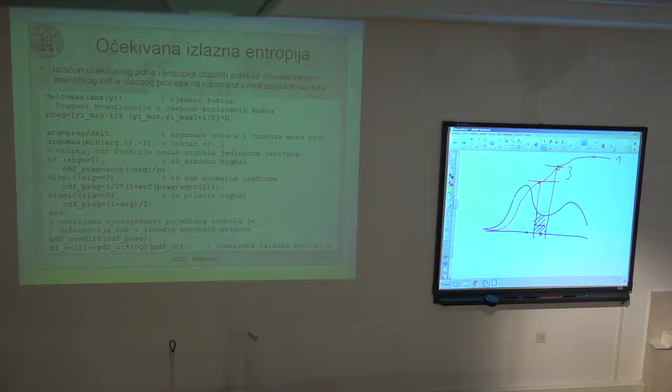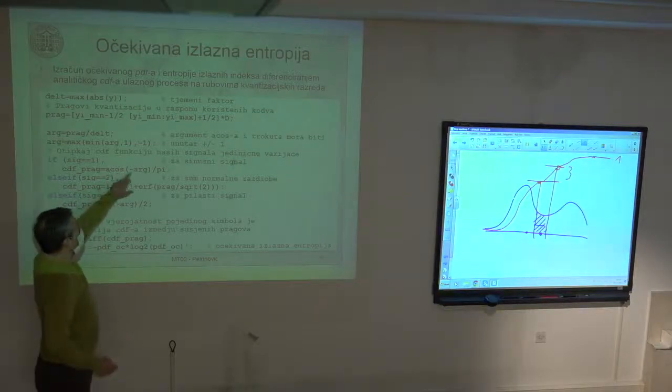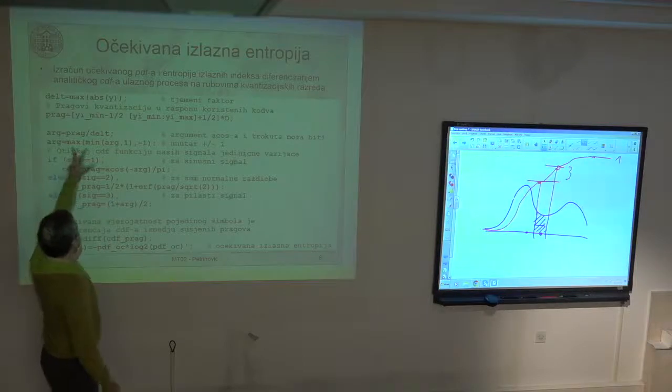The red curve is, for the case of the sinusoidal signal, arccosine of this minus argument over pi. And for the argument, I just have to ensure that it is within the range of plus minus 1. Okay? What is the argument?